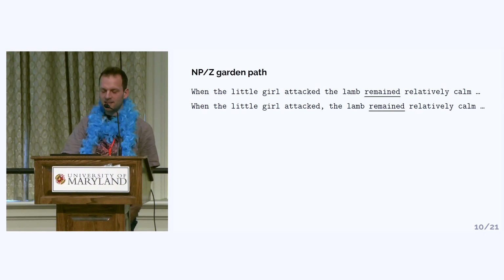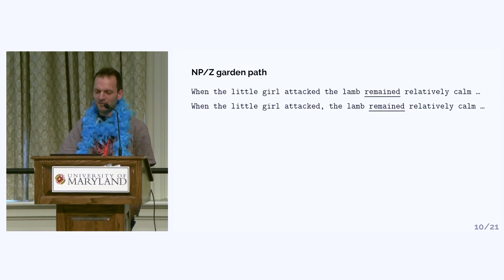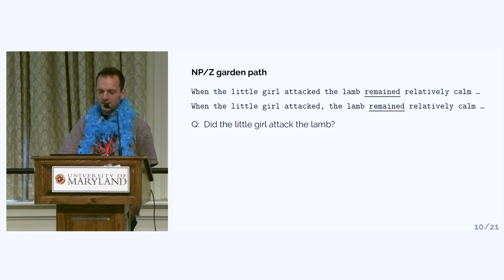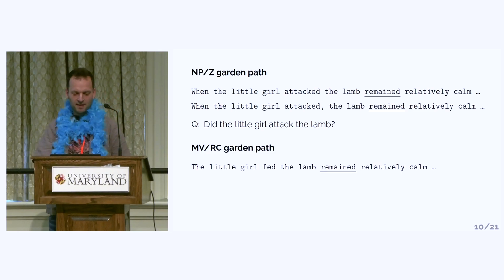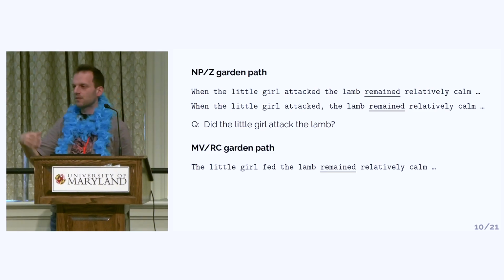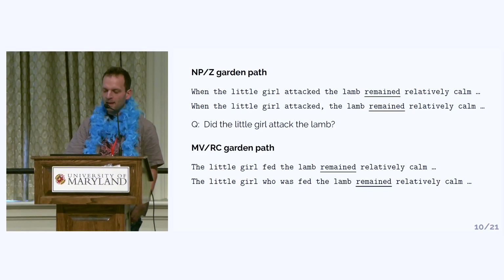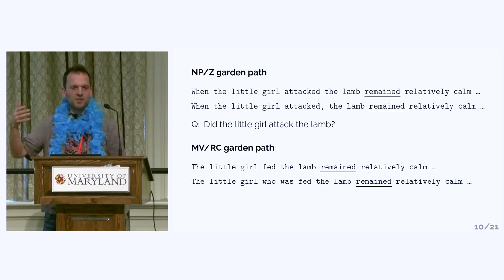So what are the sentences of interest? This is the one I already showed you, and the unambiguous version has a comma. And the question is, did a little girl attack the lamb? The other garden path condition is, the little girl fed the lamb remained relatively calm. This is where you have a reduced relative clause, but you don't know that in the beginning. And to disambiguate that, you just add who was.